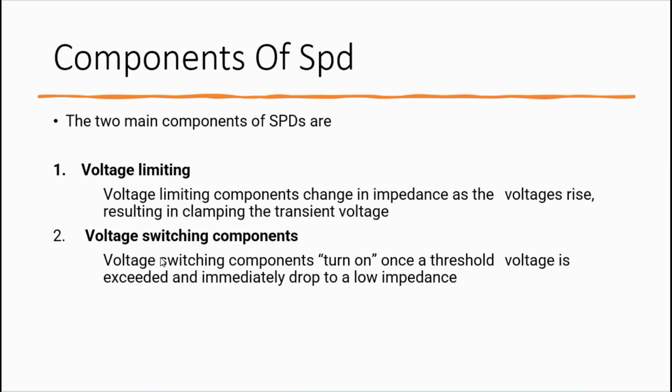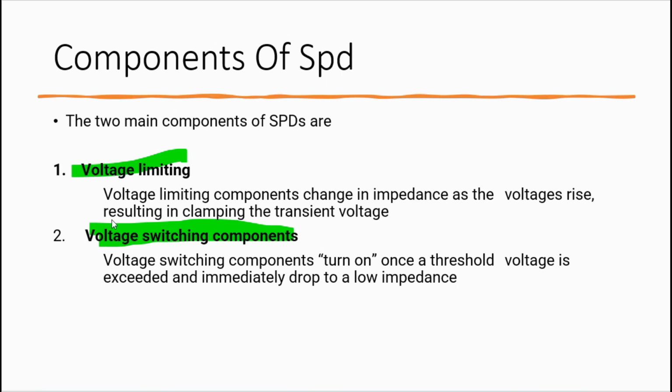Before that, let us consider the components of an SPD. The SPD has two components: the voltage limiting component and the voltage switching component. The voltage limiting component just clamps the transient voltages which are above the maximum operating voltage. It will clamp them out.